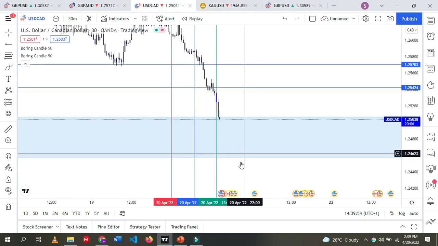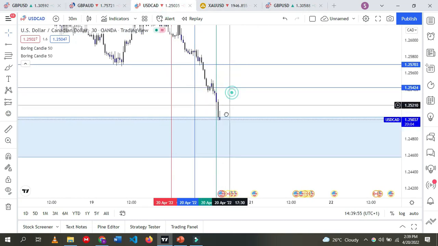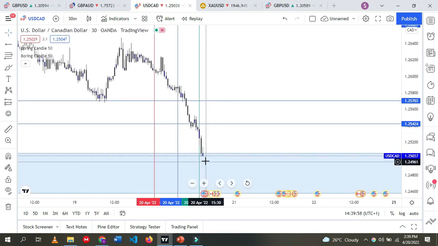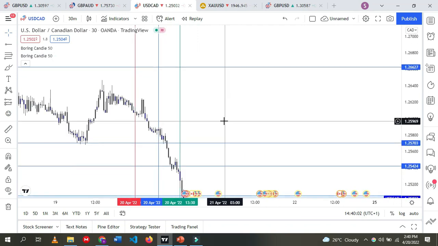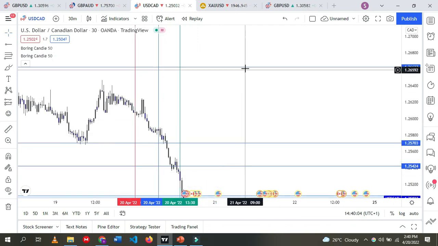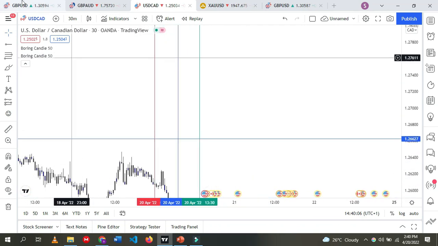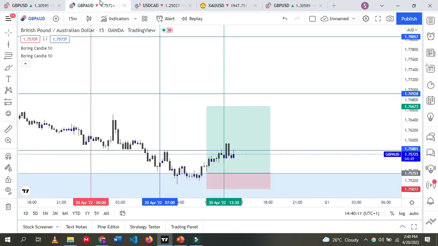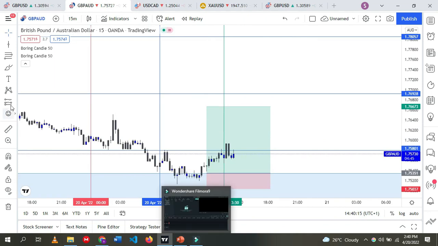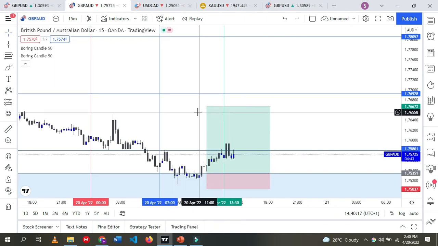Now USD CAD, I'm expecting USD CAD to come here. Now when it comes here, I'm expecting USD CAD to push up to this level, to this level. So yeah, I'm in profit in GBP USD. I'm in profit in GBP AUD. Cool cash, cool cash. No, just dedicate time to learning, dedicate time to checking your chart.